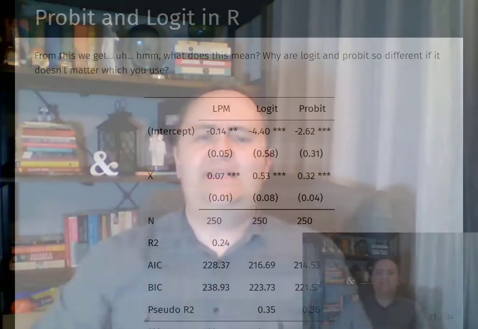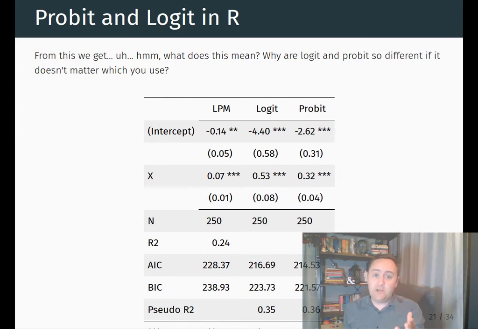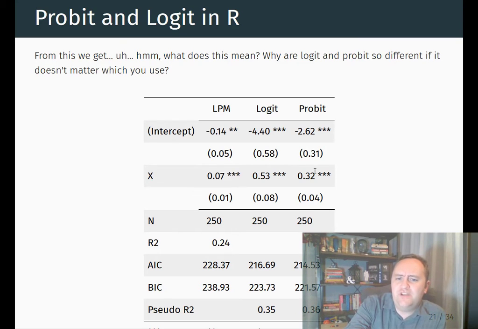Hello. In this video, I'm going to be talking about how we can interpret Probit and Logit models using marginal effects, and also how to do that in R. So if you remember in the last video, I showed you this table of coefficients from a linear probability model, a Logit model, and a Probit model. We saw that it was a little difficult to interpret what was going on with the Logit and Probit coefficients.